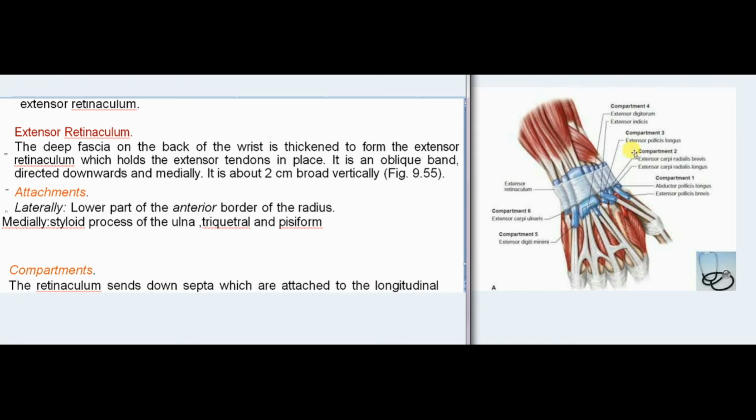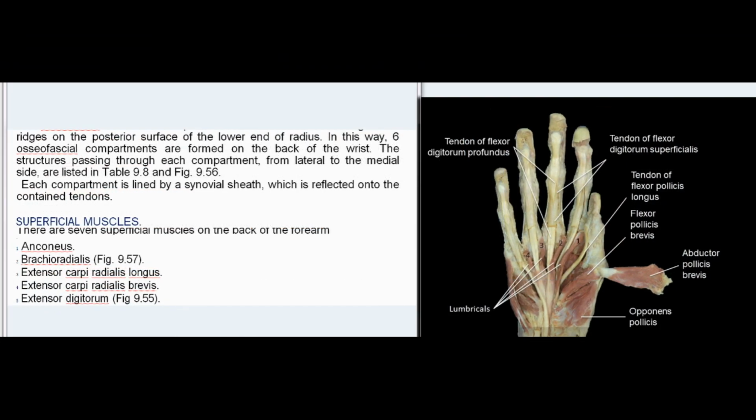Attachments. Laterally, the lower part of the anterior border of the radius. Medially, the styloid process of the ulna, triquetral and pisiform bones. The retinaculum sends down septa which are attached to the longitudinal ridges on the posterior surface of the lower end of the radius. In this way, 6 osseofibrous compartments are formed on the back of the wrist. The structures passing through each compartment, from the lateral to the medial side, are listed in Table 9.8 and Fig 9.56. Each compartment is lined by a synovial sheath, which is reflected onto the contained tendons.